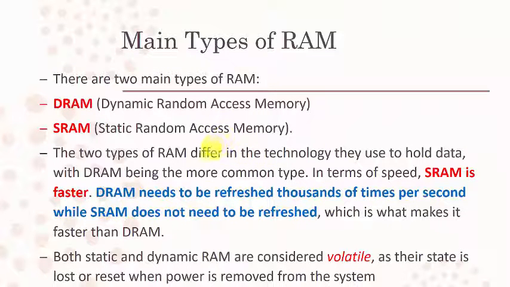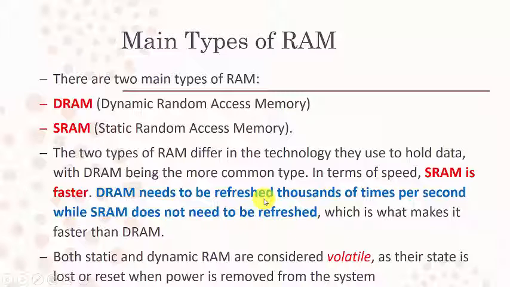So let me go a little bit advanced. You have two types of RAM. You have the dynamic random access memory, DRAM for short, then the static one, SRAM. The DRAM is the more common one. The SRAM is not so common, but it is better, because the DRAM needs to be refreshed several thousand times per second, but the SRAM does not need to be refreshed at all.